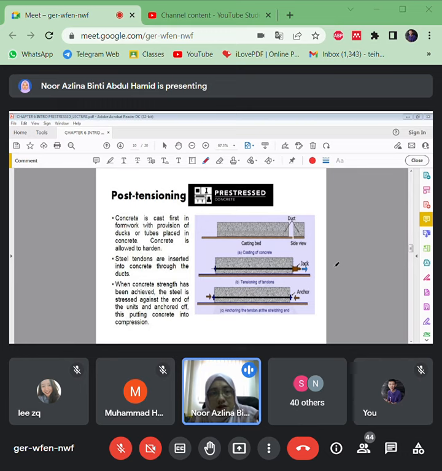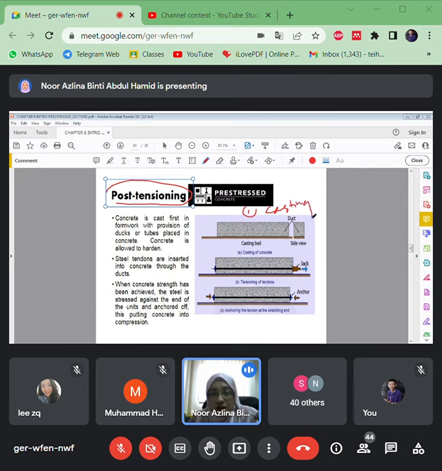So the second type of pre-stress, we call it post-tension. The post-tension will be the opposite of pre-stress, which is we apply the loads, we do the stretch and release at the end of the production of the concrete. So that means the first step, we have to do the casting.